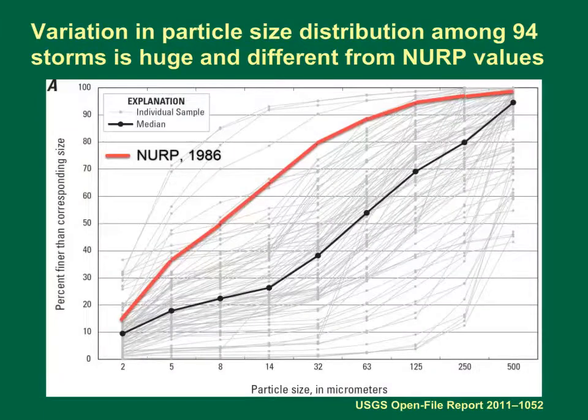This graph shows the variation in particle size distribution among 94 storms. The percent finer than a given grain size is shown on the vertical axis, and the grain size is shown on the horizontal axis. This data shows the range in particle sizes is large, and the storm-to-storm variation is huge. The red line is the commonly used distribution from the National Urban Runoff Program values by Driscoll in 1986.